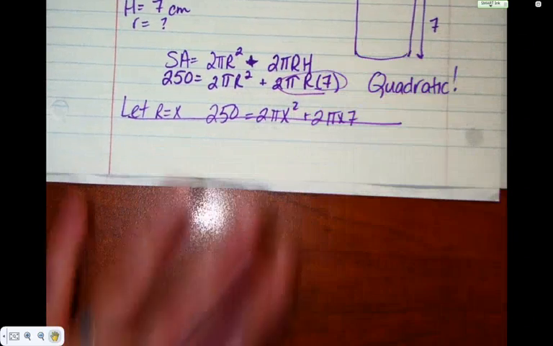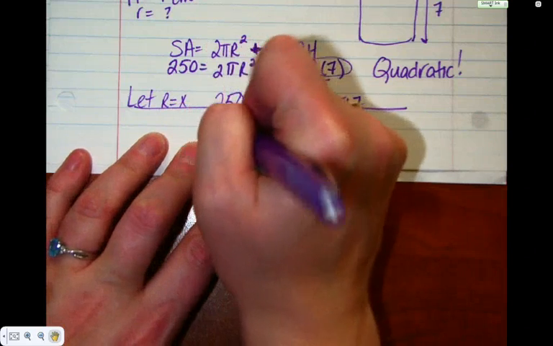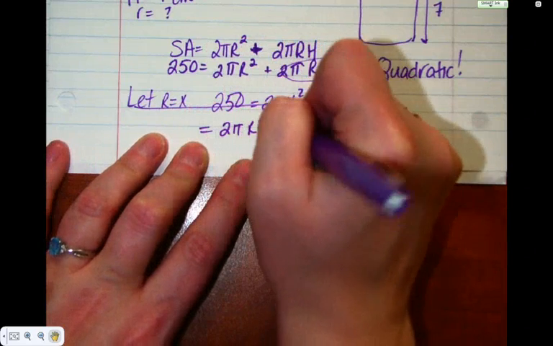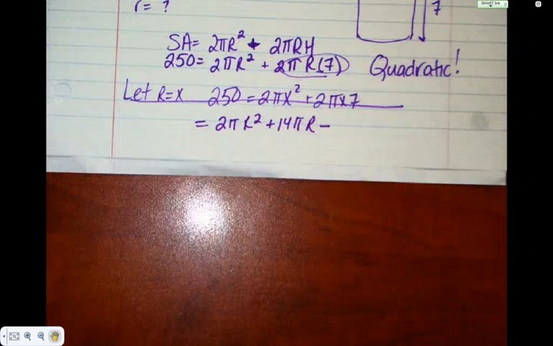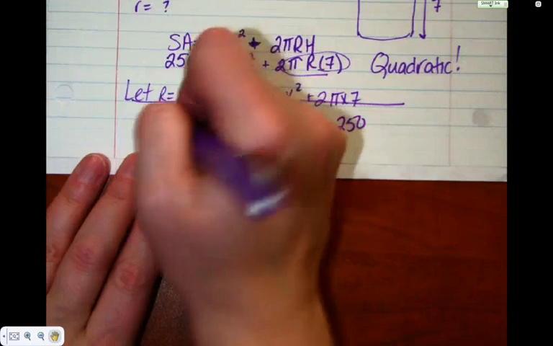What I'm going to do first is just simplify this term, because I got a 2, I got that 7 hanging around, so I'm going to put them together, which would give me 14 pi r. And I'm going to bring that 250 over at the same step, because we know we need it all equal to one side.